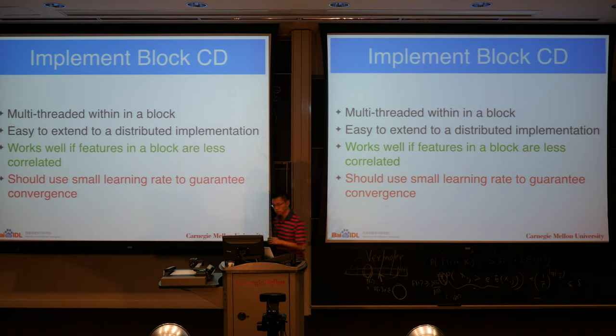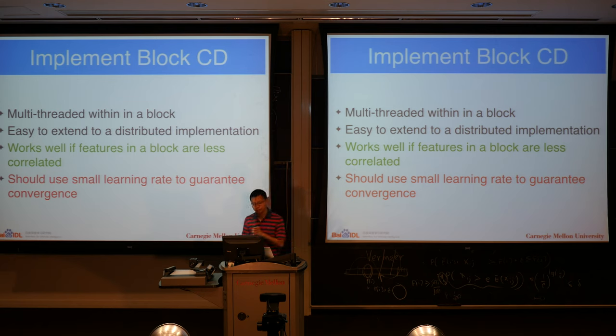This algorithm works well if the features within this block are not very correlated, so you can update them at the same time. But it may have a problem if the features are really correlated. So you need to decrease the learning rate to guarantee the convergence.